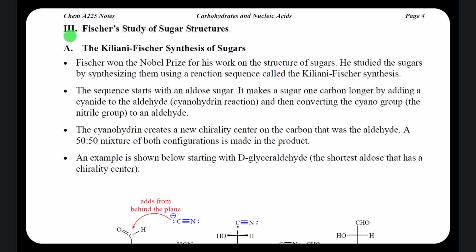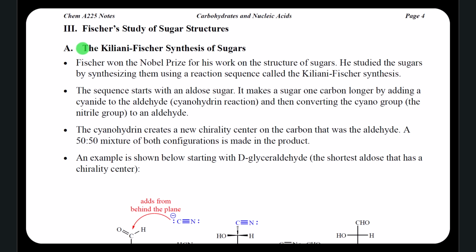In section 3 of our chapter on carbohydrates and nucleic acids, we're going to discuss how Fischer determined the structure of the basic sugars up to 6 carbons in length. Fischer discovered these structures by synthesizing, or essentially building, using chemical reactions, the sugar structures.